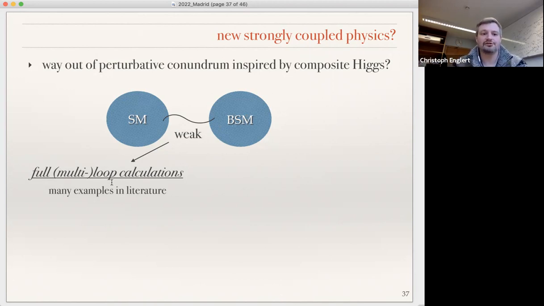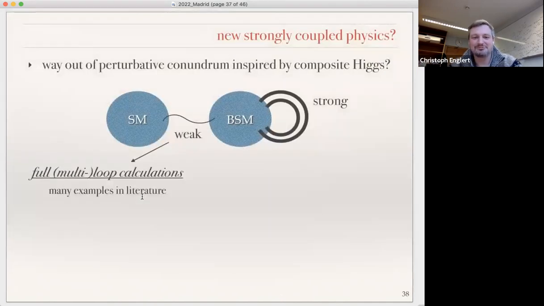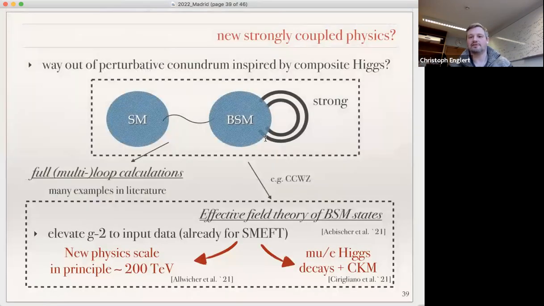So of course, you have full multi-loop calculations, and there are many examples of that in the literature, and I'm sure Sven is more than happy to give you a talk about those as well. What I'm trying to look at here is, it has to be either strongly coupled or it has to be light. So, let's buy into the strongly coupled part, but assume that the strong coupling really appears in the BSM sector. And then, of course, you have two different kinds of methodologies that you can use.